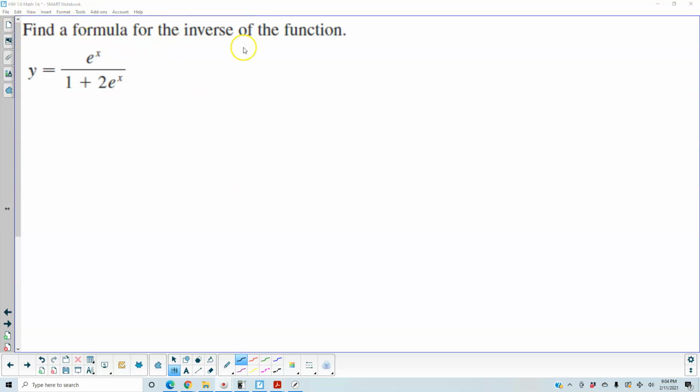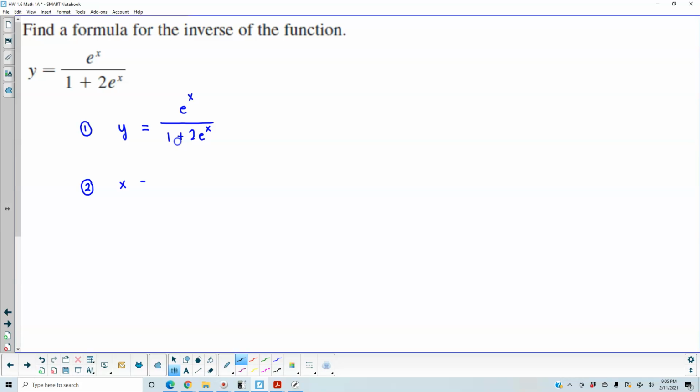Here we want to find a formula for the inverse of the function y is equal to e to the x over 1 plus 2e to the x. So we already know that y is involved in the function. So the next thing we want to do is we're going to replace and interchange x and y.